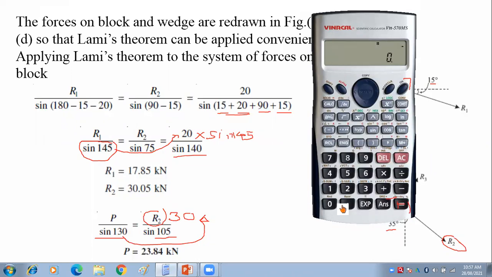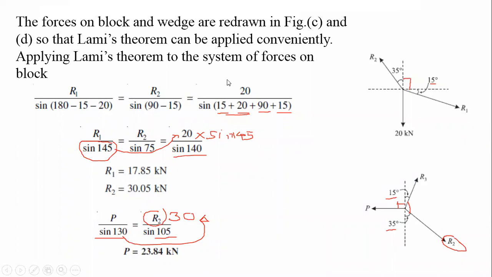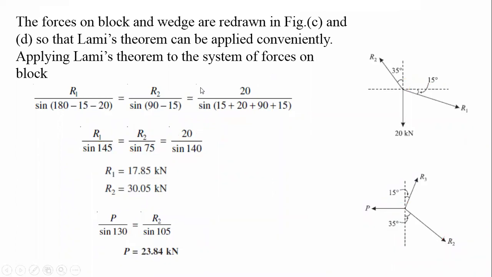something went wrong. Let us solve again. 30 multiplied by sine of 130 and divided by sine of 105 gives 23.84, that is the P force. By using this equilibrium, by using Lami's theorem, we are finding out the reactions as well as the P force which is required to apply over that particular wedge to move that block in the upward direction.